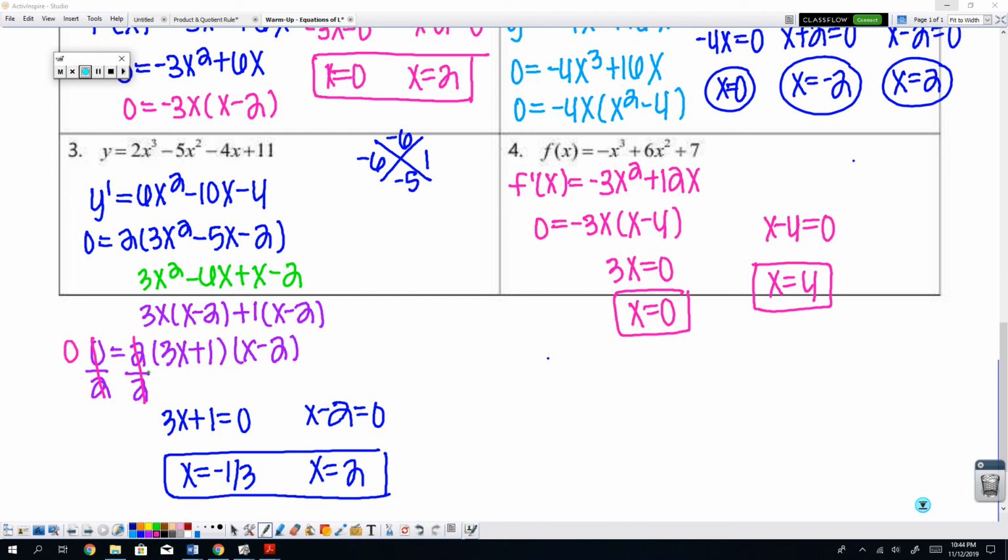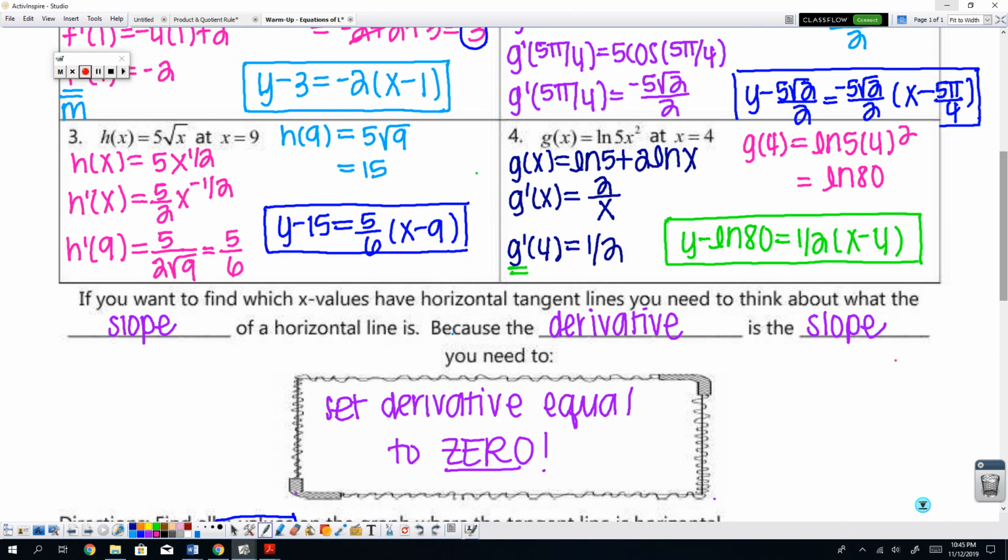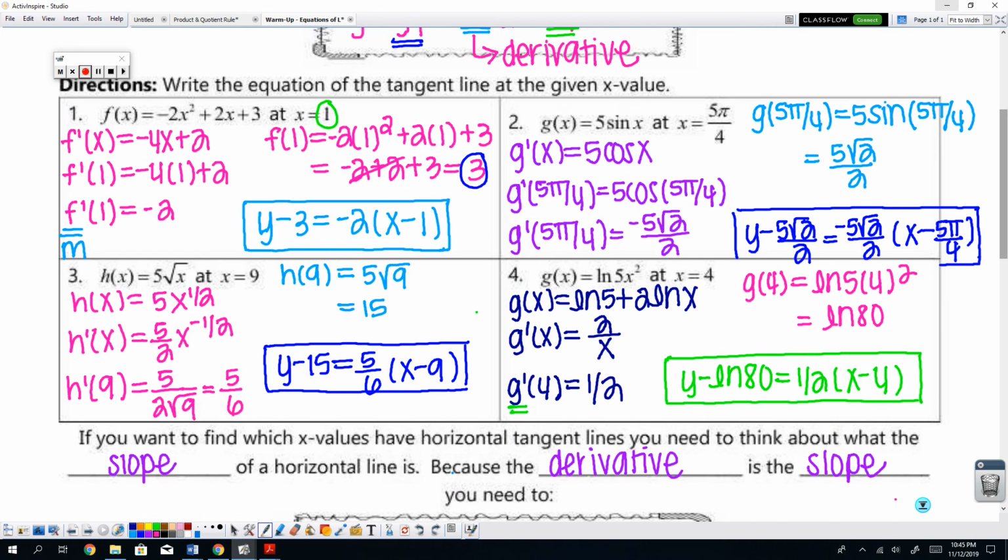So horizontal line means set derivative equal to 0. If it asks you about just writing the equation of the tangent line, then what you're going to do is take the derivative, plug in the x value, plug the x value into the original, and then write your format. You need x1, y1, and the slope, which is the derivative.